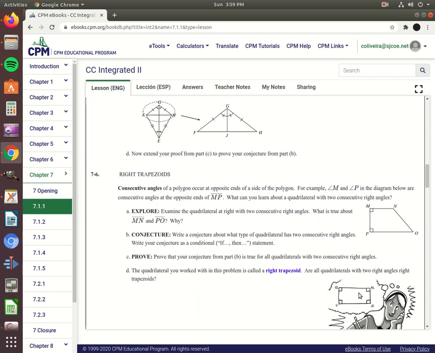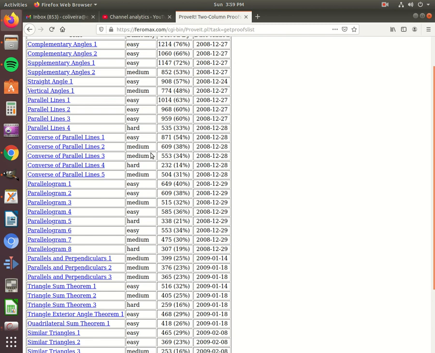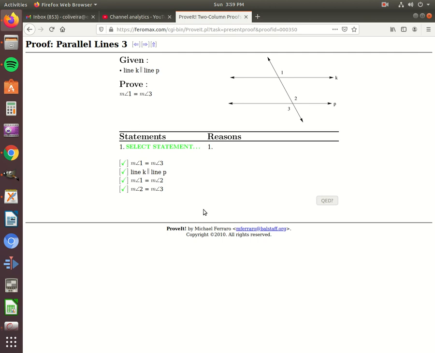Day 4 has us working with right trapezoids. But again, before we jump into that, I want to give you guys a practice proof. So we're going to do parallel lines 3. So it's easy, not too bad. So see what you guys can come up with.